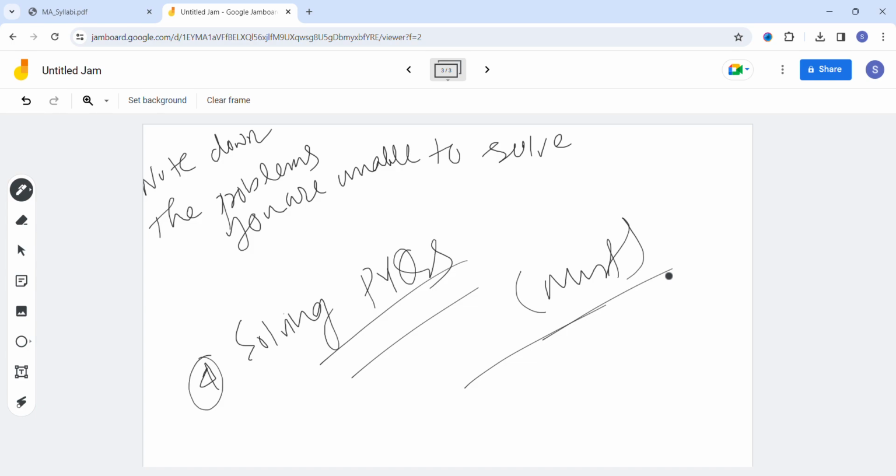Then, what I have already told, do revisions very well. Give mock tests weekly. Analyze your paper, mark your weak zone. Note down the problems you can't solve during the exam. Ask your seniors, friends or teachers and get the solution, and then focus on the solution and understand what mistake you made, what kind of concepts you don't have, so that you did not solve it during that exam. So do that. And solving PYQs is very, very important.